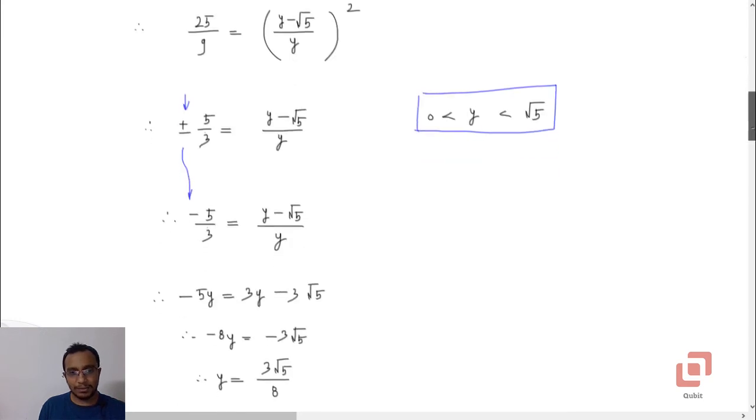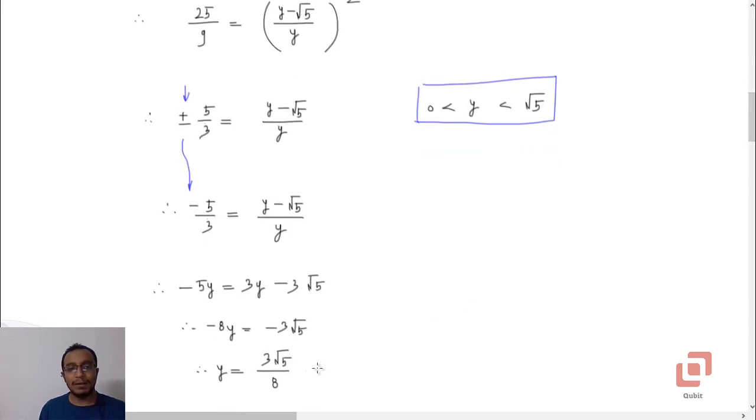And if you solve this simple linear equation, then you are going to get the value of y as 3 root 5 divided by 8. So our part in the new coordinate system is now over.